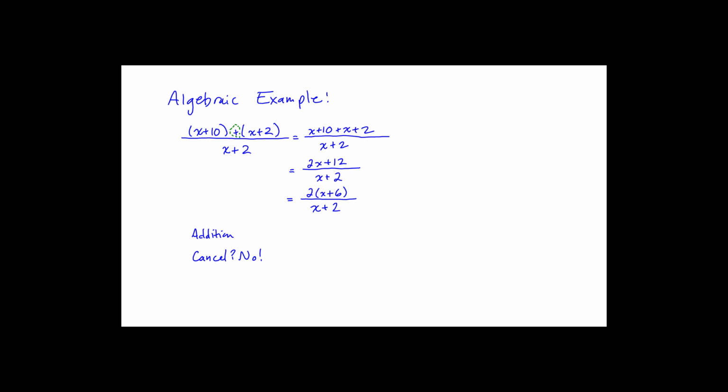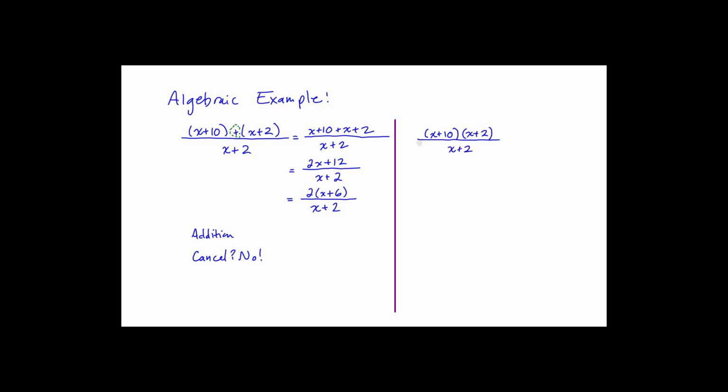Now, I'll do one more example. And this one is going to look exactly like the last one, except the operation that I'm going to have will be multiplication. So, okay, I've separated my screen out here. So I'm going to have a new example, and I'm going to have a rational expression. And in this numerator, I'm going to put x plus 10 times x plus 2. And then in the denominator, I'll have x plus 2.